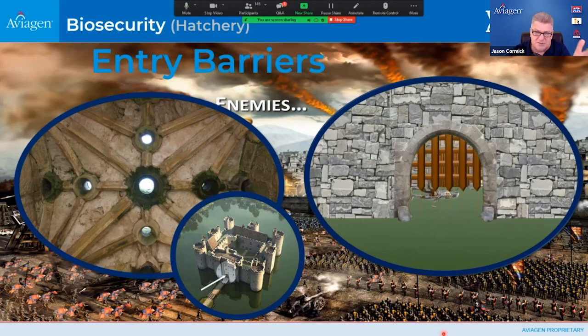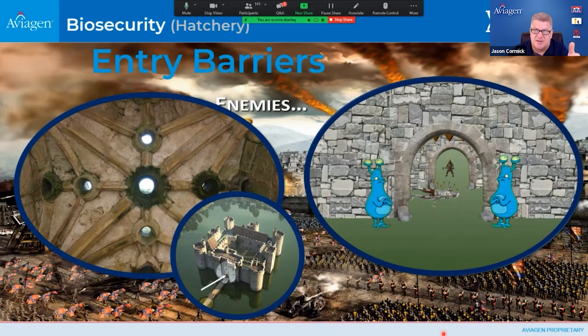Of course, we're not talking about killing people. All we want to do is kill those pathogens. So when we talk about entry barriers, we're trying to stop what's coming in. Everything that's outside is classed as dirty. Once it's inside, it should be clean.